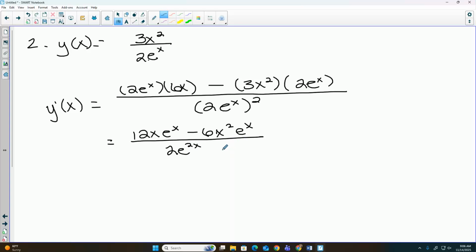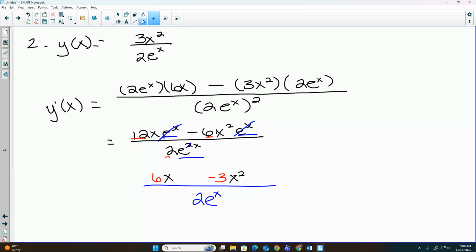Can we reduce this a little bit? If we look at our numbers, 12, 6, and 2, I can divide all those by 2. I don't have an x in everything, so those are going to stay. I also have e to the x, e to the x, and e to the 2x. So if I take an e to the x out of everything, that would take one of those. So at this point, all you have left is 6x minus 3x squared over 2e to the x.